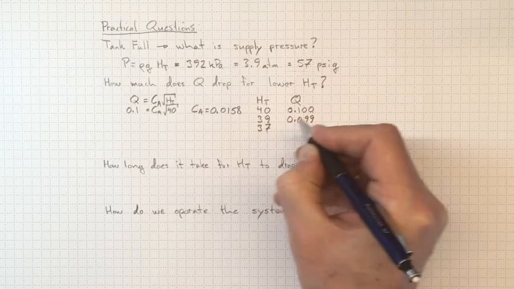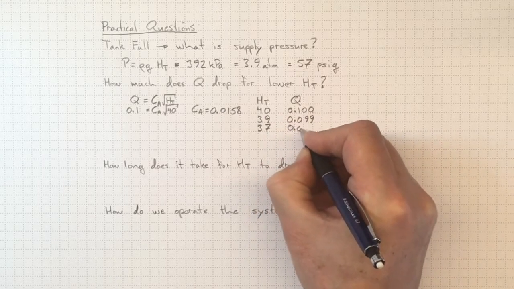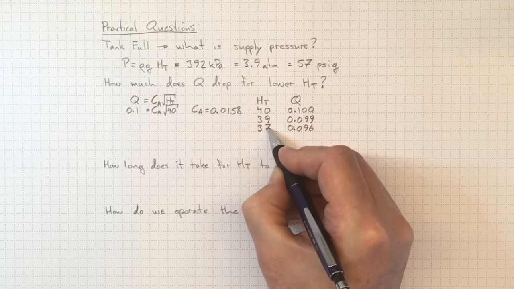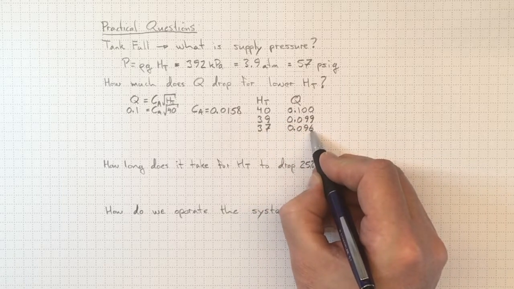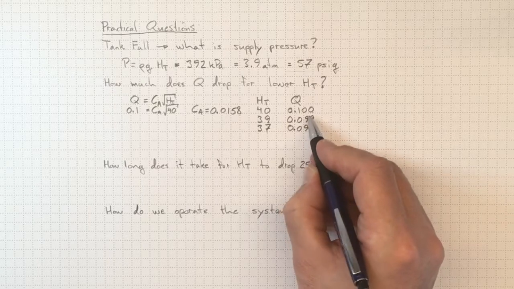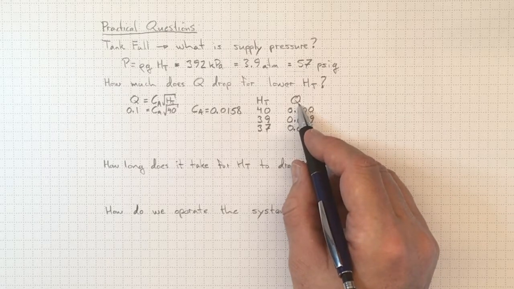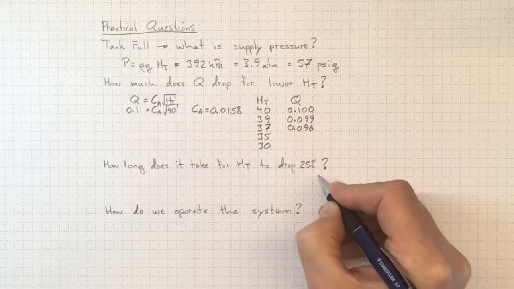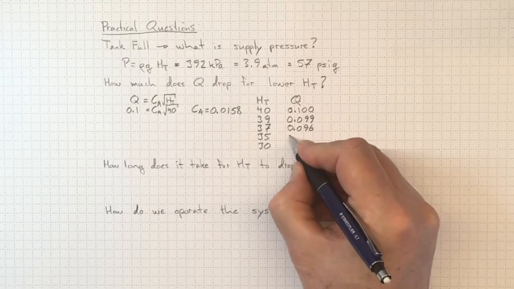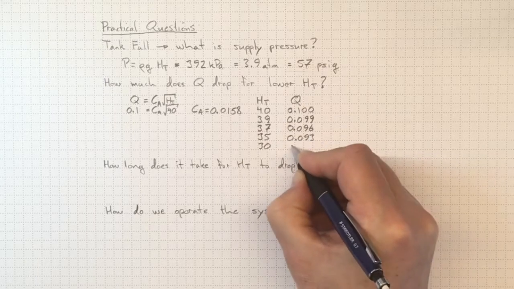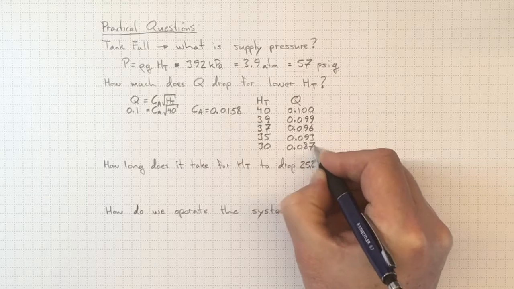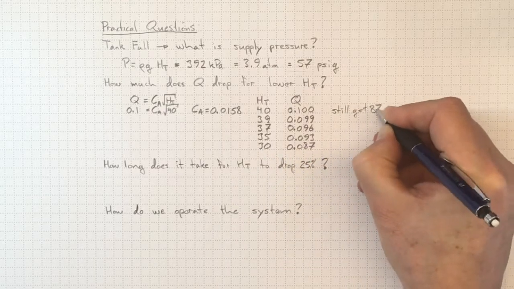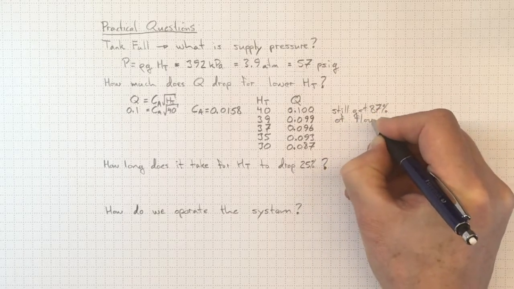I don't think I'd notice that if I was standing in my shower. If it was down some more, down to 37 meters, 0.096. So we've got a significant drop here in the water tower height, and yet we're not seeing nearly as big a drop in the flow rate delivered to everybody's shower. And finally, some other numbers. If it's at 35 meters or even as low as 30 meters, 25% down, we'll get 0.093 or 0.087. So even if I'm 25% down on the height, I still get 87% of the flow.